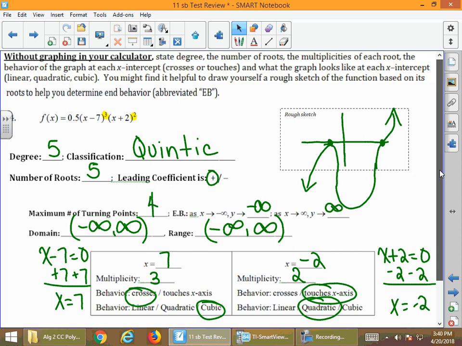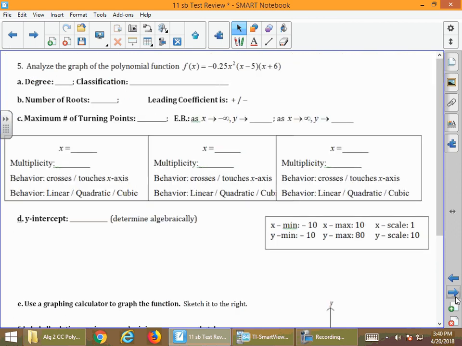We've got some of these same concepts in this next question here, and I think I must have been thinking about this next question as I was finishing up that last one. But this time we've got f of x equals negative 0.25x squared times the quantity of x minus 5 times the quantity of x plus 6.